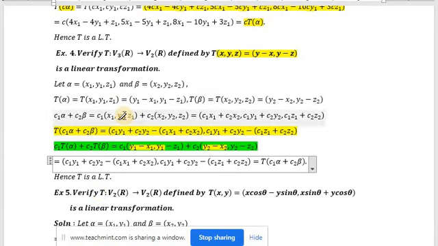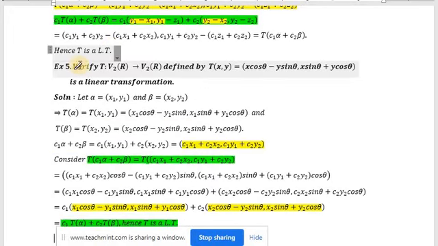See, in this problem, the fifth problem, verify T from V2R to V2R defined by T of xy is equal to x cos theta minus y sin theta, comma x sin theta plus y cos theta. See, V2R to V2R, so we have two elements here. We have to show it is a linear transformation. So for that, let us consider alpha is equal to x1 y1 and beta is equal to x2 y2, two arbitrary elements of V2R.